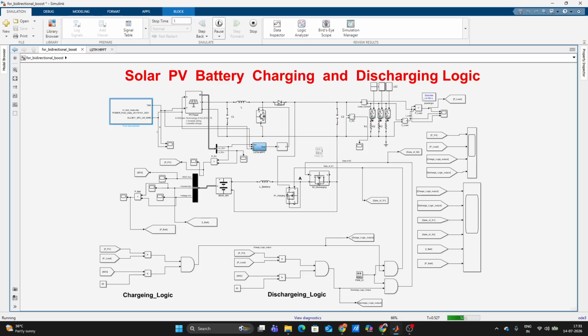Here I have the solar PV, boost converter, and load connected to the DC bus, with a bidirectional buck boost converter on the DC bus, then a battery. And this is the logic for battery charging and discharging. Whenever there is surplus energy, it will charge, but it will check the SOC limits of 90% and 20% as well.